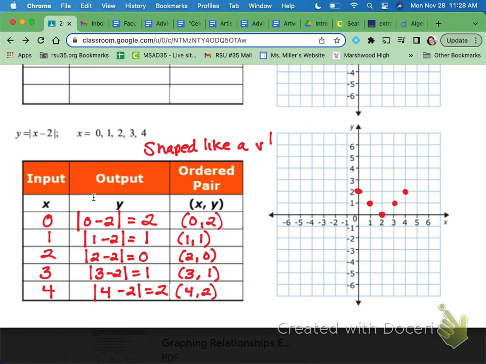All right, get out your computers to see how much you got of this.